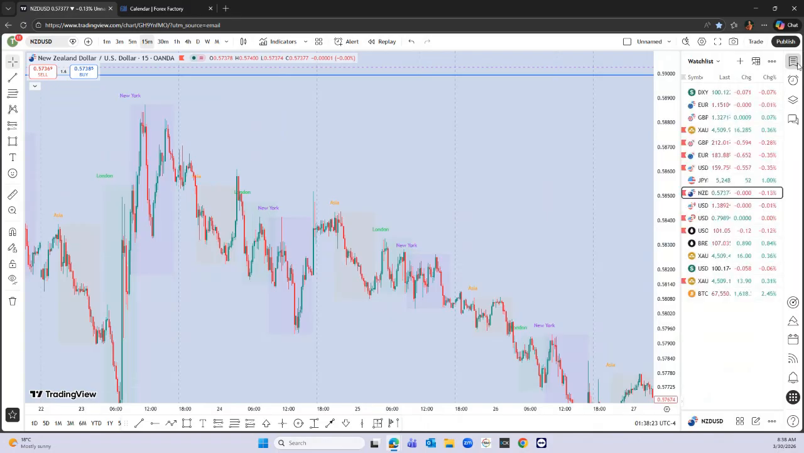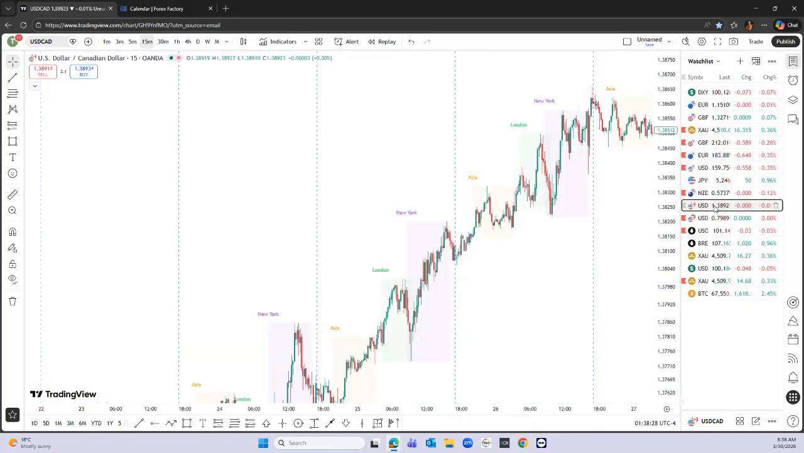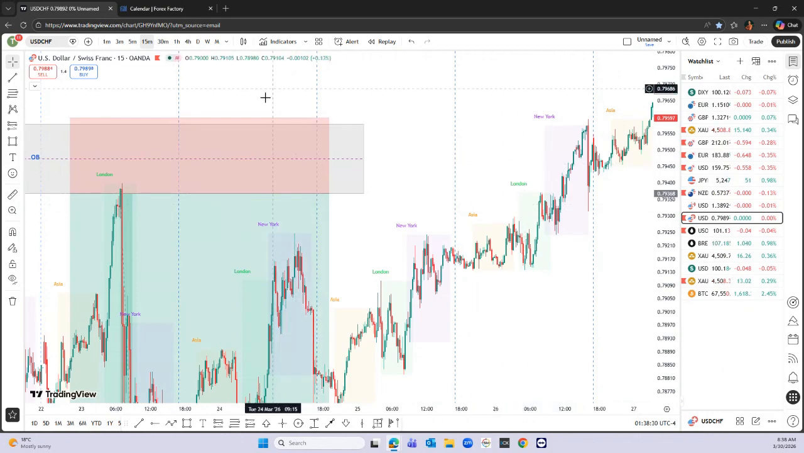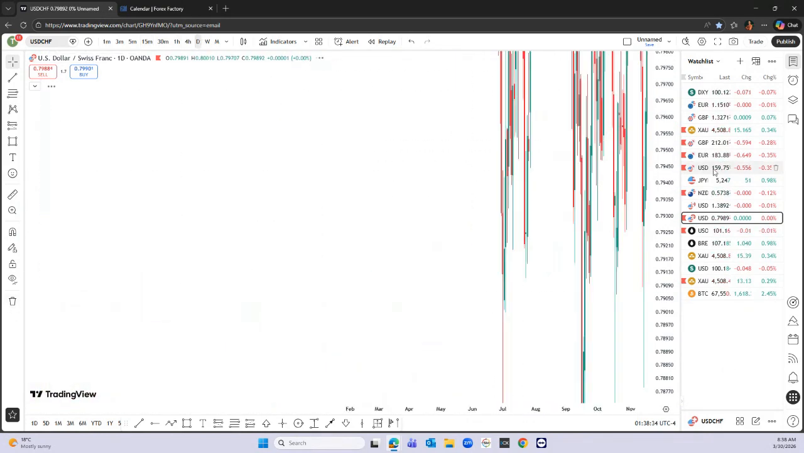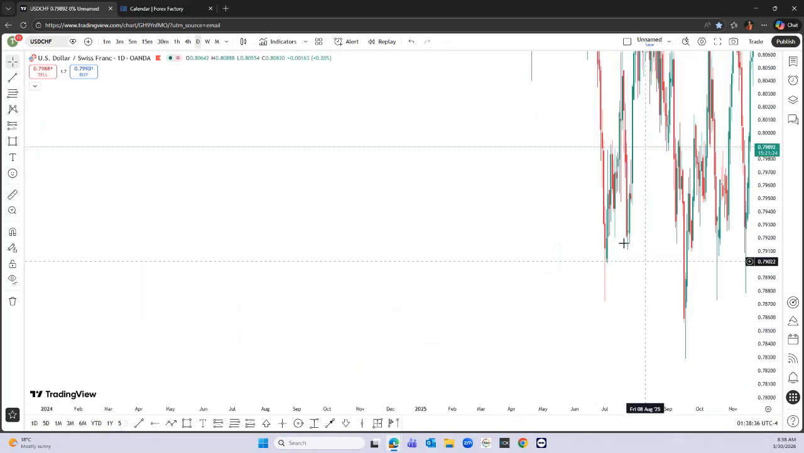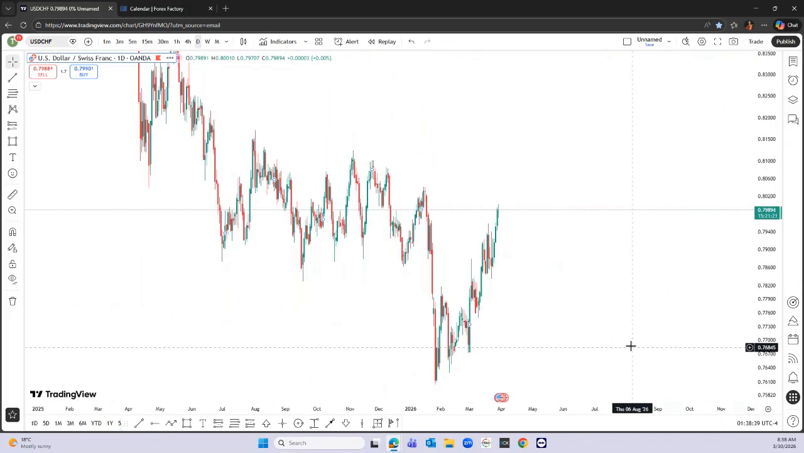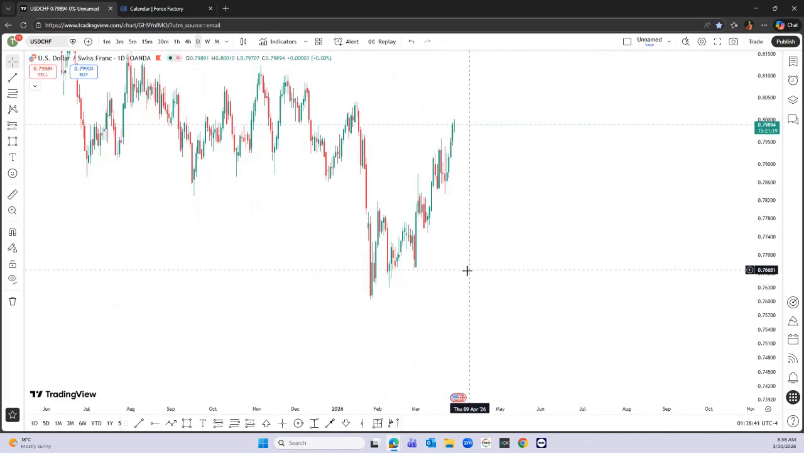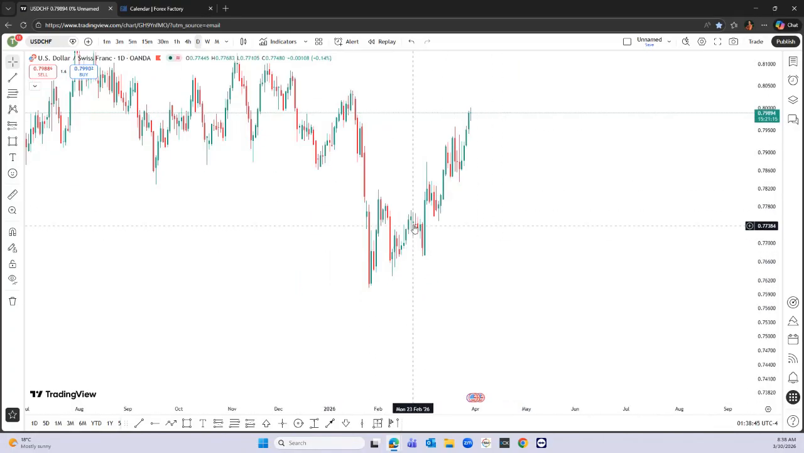Let's go even to another pair, maybe USD CHF. So we go to another pair, USD CHF, and we go to the daily time frame. On the daily time frame for this pair, what we can see here is the market was bullish.